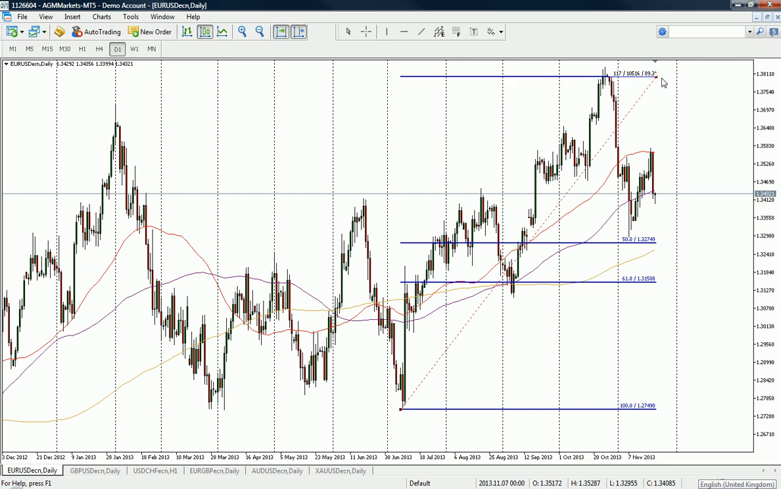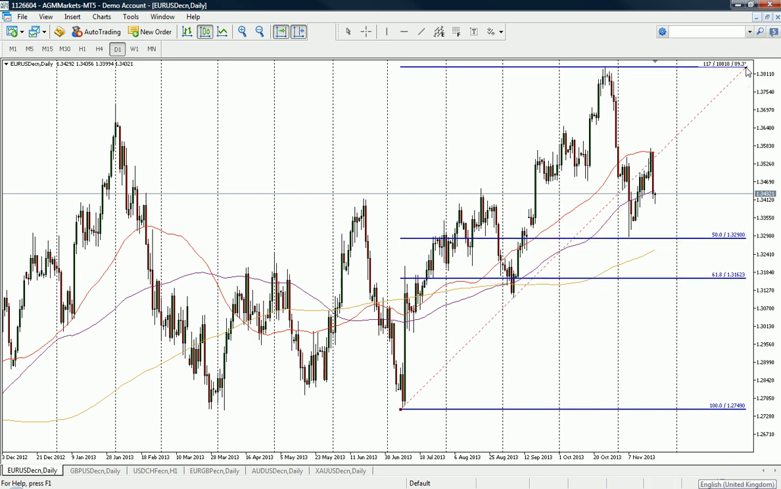In terms of the daily chart, this daily fib is still what it's all about. It's still in play, this long setup. So buyers coming in at this 50% retracement here are looking for these highs to get taken out.